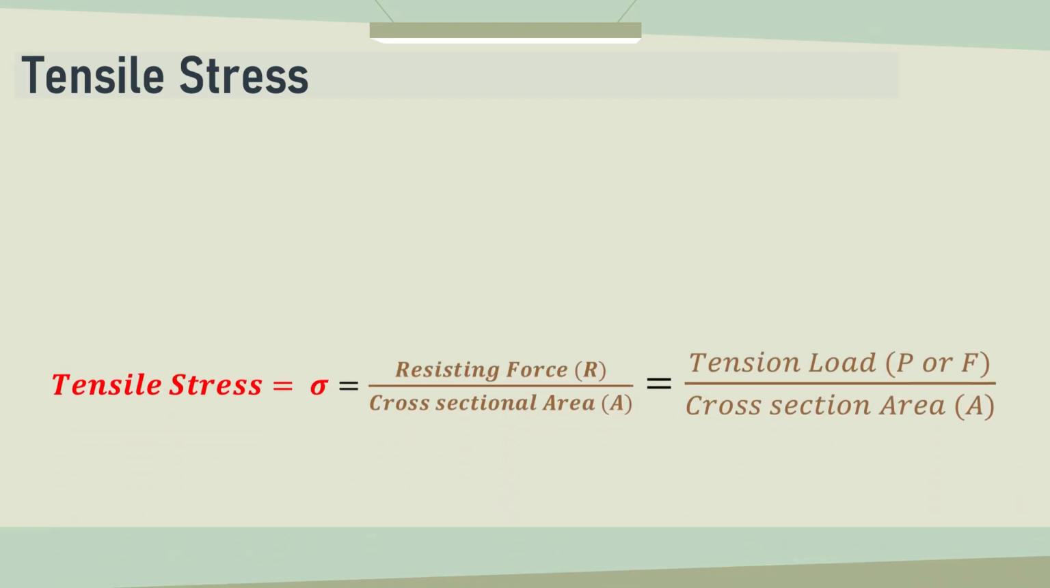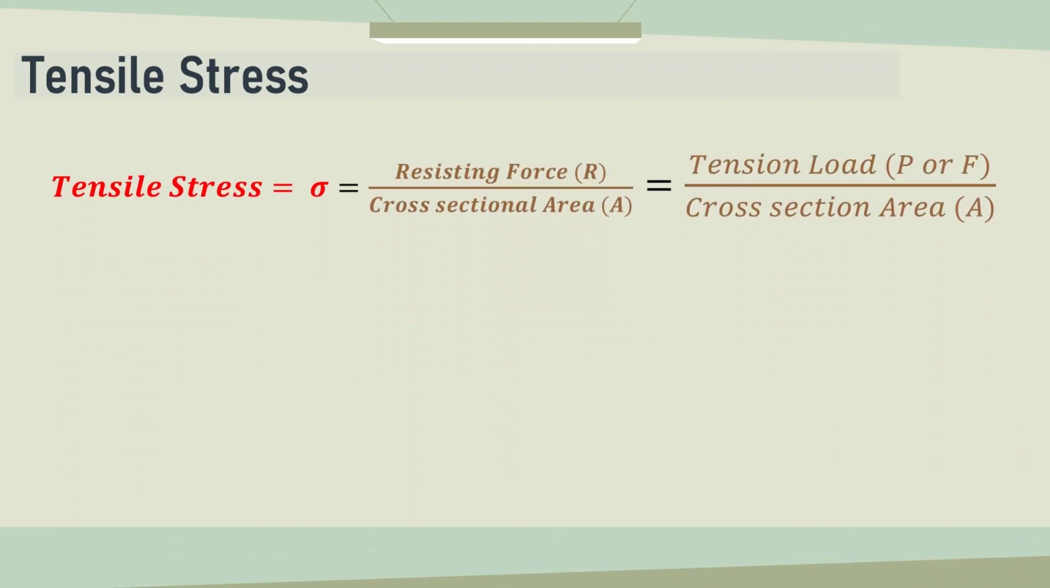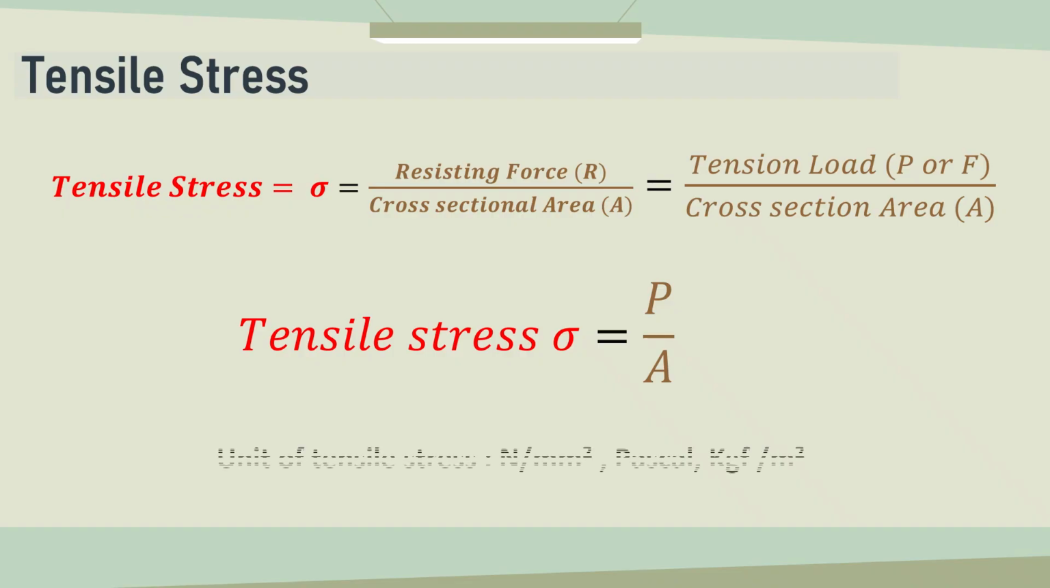Tensile stress is defined as the resisting force offered by the material per unit cross-sectional area when it is subjected to tension load. Mathematically, tensile stress is equal to the applied force divided by the cross-sectional area. Here, F is the applied tensile force, and A is the cross-sectional area. The unit of tensile stress in the SI system is Newton per square meter or Pascal. In practical engineering applications, Newton per square millimeter is commonly used.